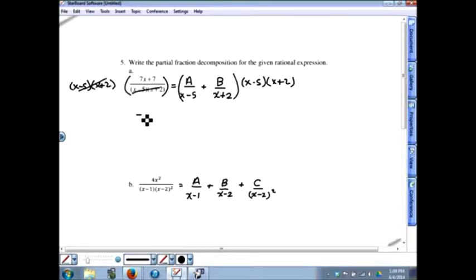So that cancels out the denominator, and you're left with 7x plus 7. Now when the LCD distributes to that term, the x minus 5s will cancel, and so you're left with a times x plus 2, and then when it distributes here, the x plus 2 would cancel, so b multiplies x minus 5. Now you have to keep in mind what it is we're solving for.